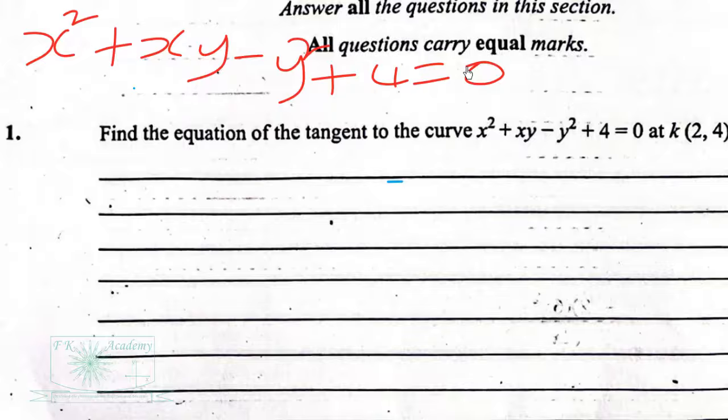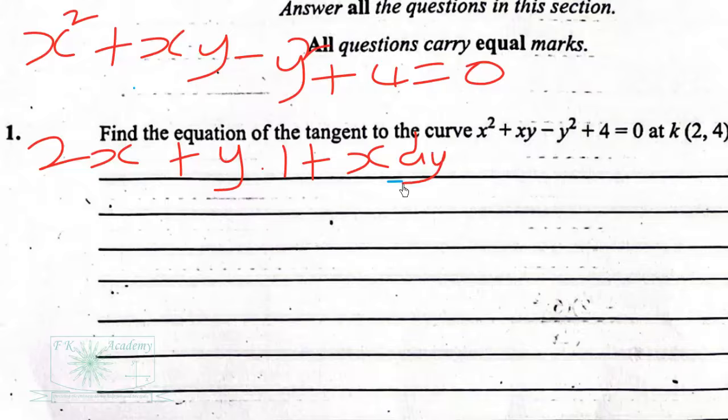We are going to use implicit differentiation here. So we get 2x plus y. When we differentiate x, we get 1. Then we hold x and differentiate y, we get dy dx. We differentiate y squared, minus 2y dy dx, because we are not differentiating with respect to y. Then plus 0 equals 0. Differentiate the constant, you get 0.